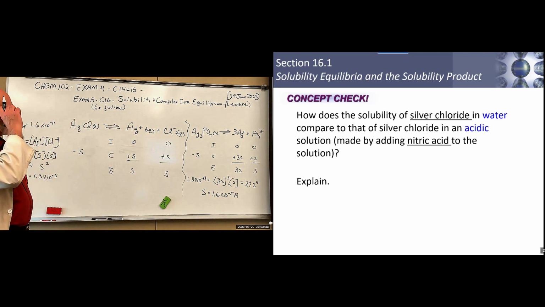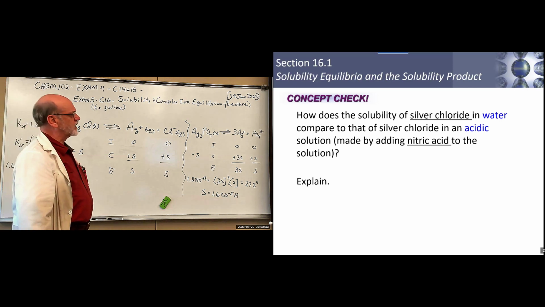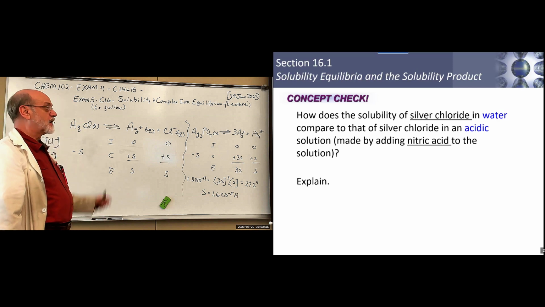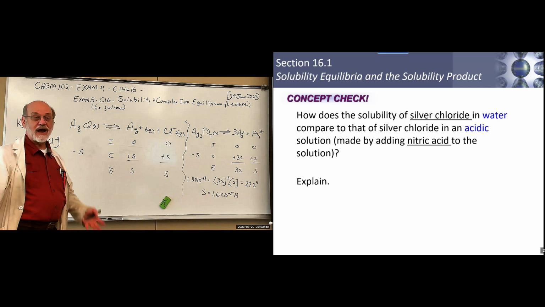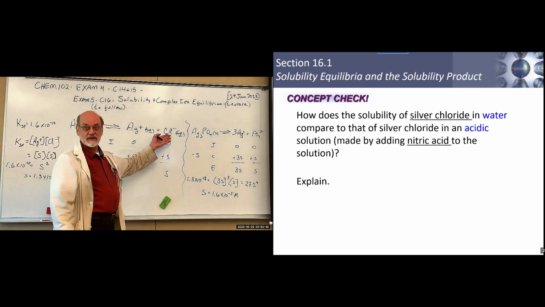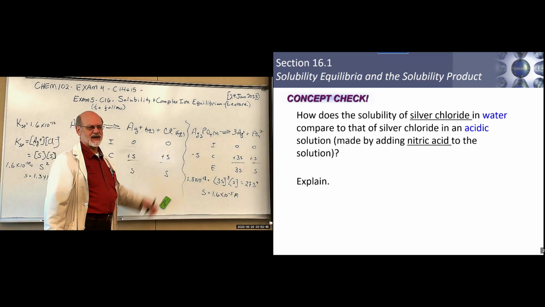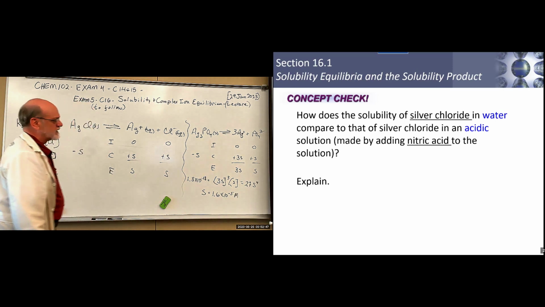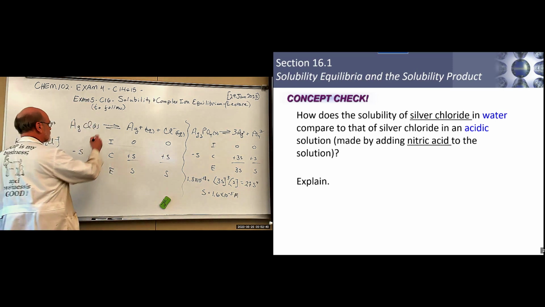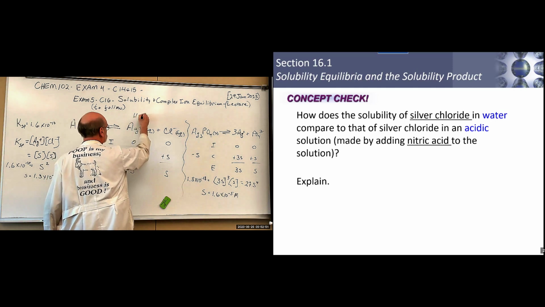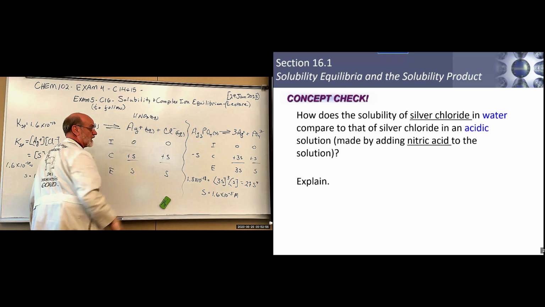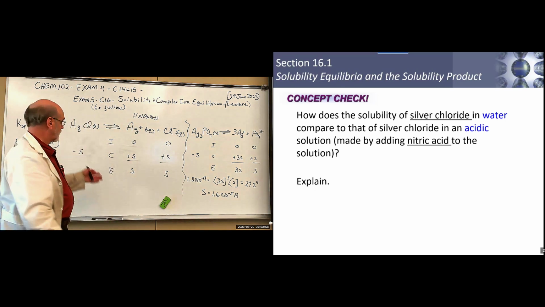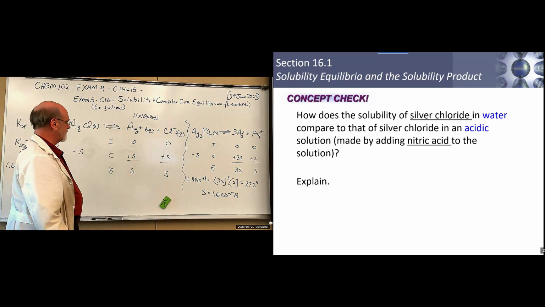Okay, let's take this example. How does the solubility of silver chloride in water compare to that of silver chloride in acidic solution where the acid is nitric acid? If it were hydrochloric acid, then we know it would decrease the solubility. But how about nitric acid? So how do we deal with this? Well, if nitric acid is part of the solution, that's going to be completely dissociated into hydrogen and nitrate ions. So do they have an effect here?